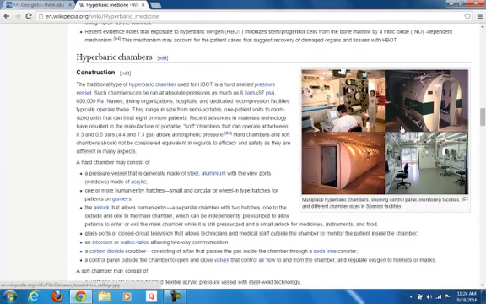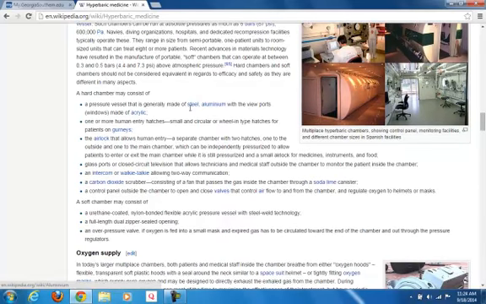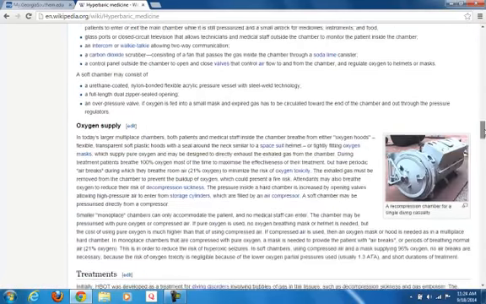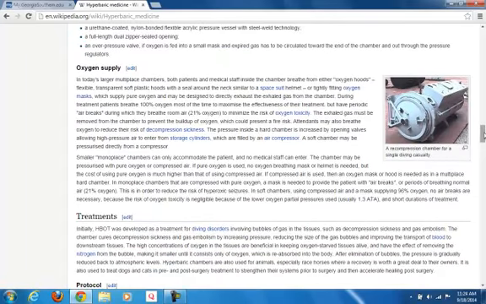There's hyperbaric chambers, and it actually gives a couple of pictures and gives me an idea what they might actually look like, and gives an example of what they are, a hard chamber that consists of, and so on and so forth, and just kind of explaining a little bit of what they are.